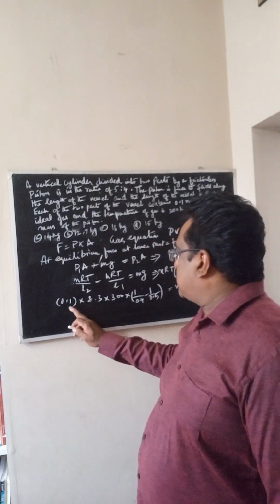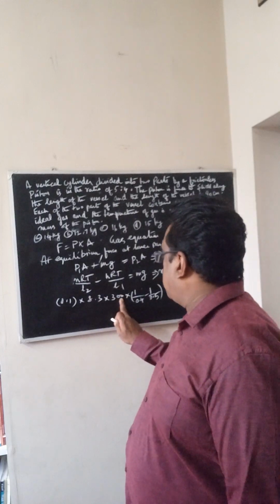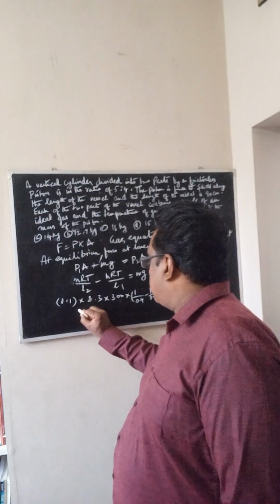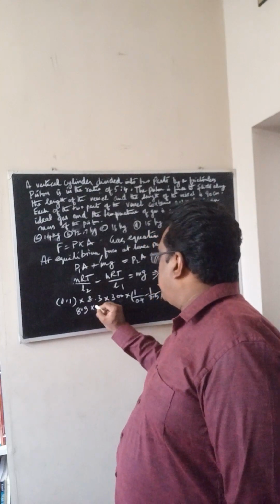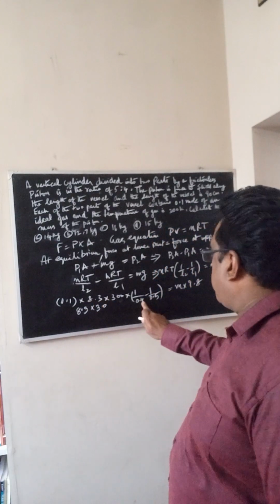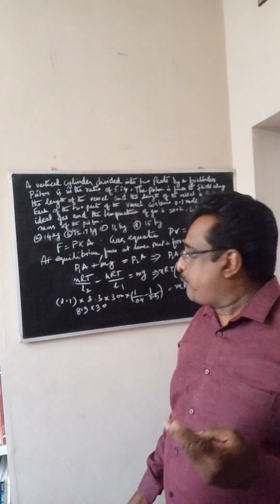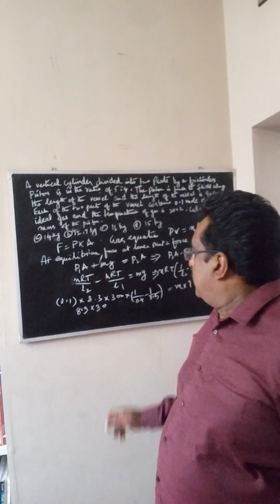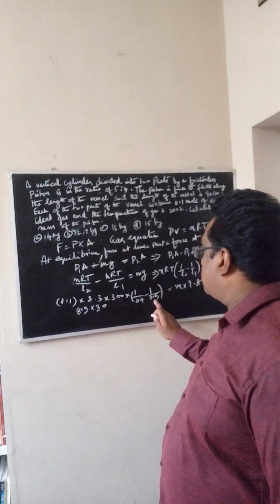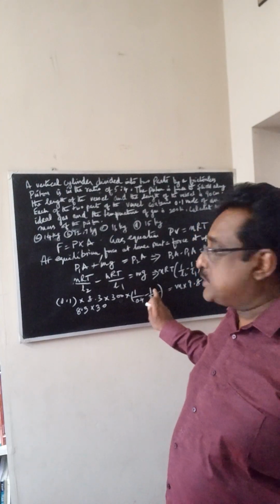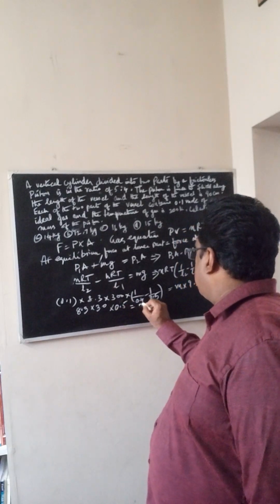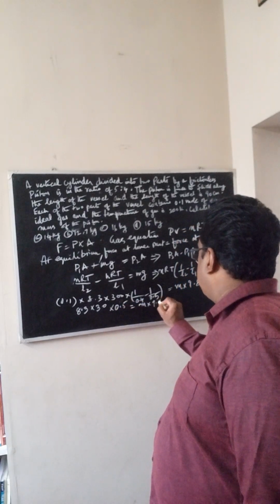Now simplifying this, 0.1 into 300 will become 30. So 8.3 into 30, 1 by 0.4 is 2.5, sorry, 2.5. And 1 by 0.5 is 2. So 2.5 minus 2 is 0.5, which is equal to m into 9.8.